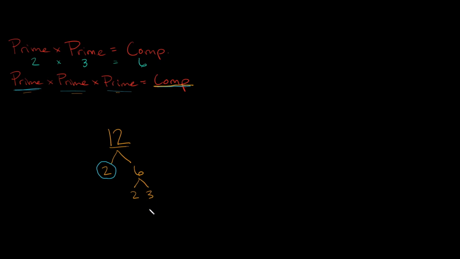Now at this point, I'm going to ask myself again, do I have any prime numbers? And the answer is yes. We already know 2 is a prime number, so we'll circle that one. And 3 is also a prime number. So now there are no composite numbers left to break down, because this is prime, and this is prime. That means we're done. That also means we found all our prime numbers. So remember, we were given our composite number, and then the prime numbers that we found were 2, 2, and 3.